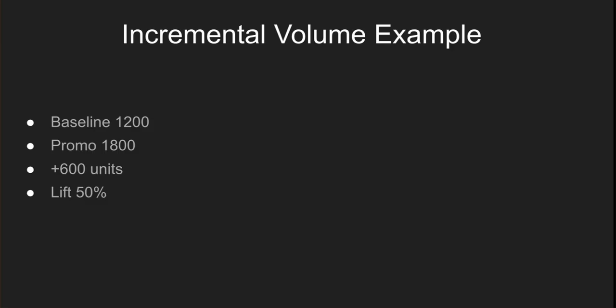Suppose you have a baseline of 1200 units and a promotion of 1800 units. So incremental will be 600. So lift in this case will be calculated as 50%.